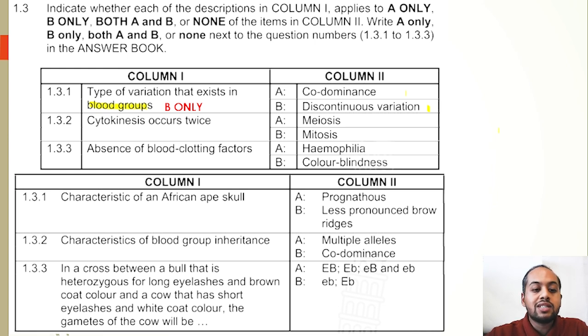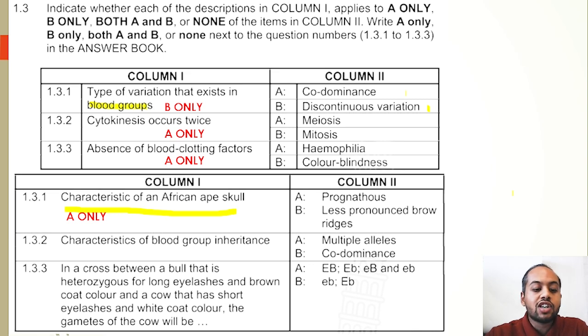1.3.2. Cytokinesis occurs twice in meiosis or mitosis, only in meiosis, because meiosis has telophase 1 and telophase 2, therefore A only. 1.3.3. The absence of blood clotting disorders, hemophilia or color blindness, only hemophilia, therefore the answer is A only. The next table with 1.3.1, the characteristic of an African ape skull, prognathous, less pronounced brow ridges of an African ape, prognathous is the only one, therefore A only.